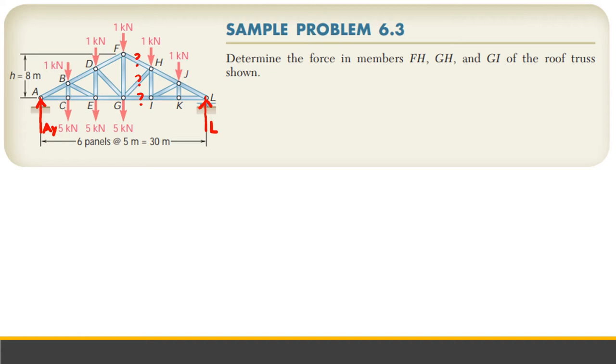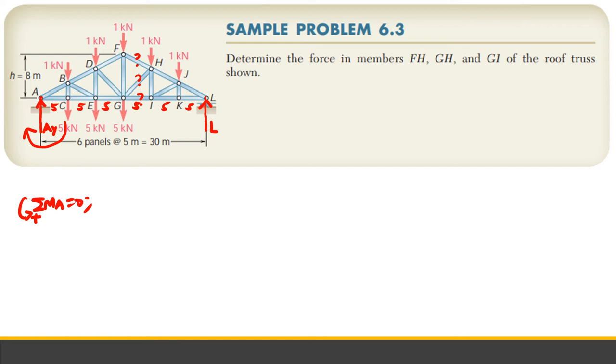Okay, so first find the reactions. First, create a moment at A to find L. Summation of moment at A equals 0, counterclockwise positive. AY is eliminated. The distance here is 5 meters each. At B and C, we can just add the forces, 1 kilonewton plus 5 kilonewton, since they are in the same line of action. So it becomes 6 kilonewton. This will create a clockwise rotation.